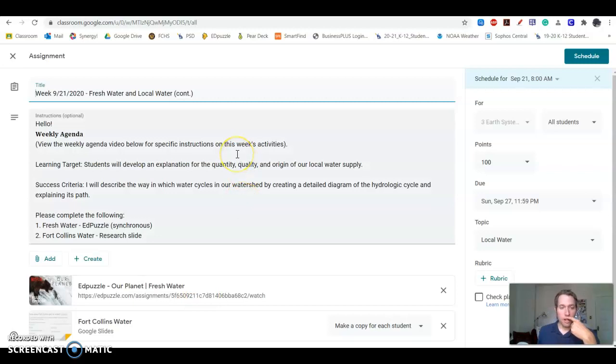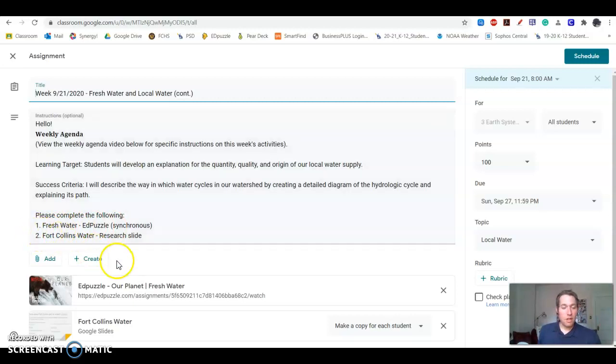First, we're going to veer off slightly and watch an episode of Our Planet via Edpuzzle. We're going to do this in a synchronous way, which will be explained in class the first part of the week, Monday. So that's going to be day one, right? We're still developing an explanation for quantity, quality, and origin of water supply. The second part of the week is going to be looking at the origin of Fort Collins's water. This is what we're going to devote to Wednesday, or the second part of the week.